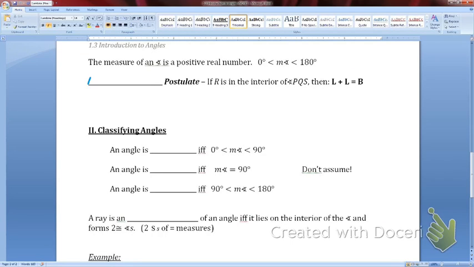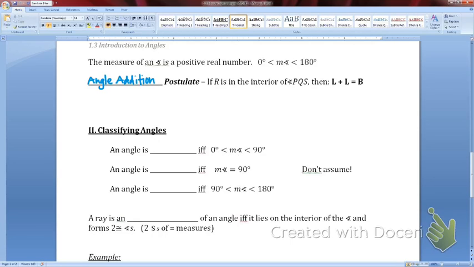So you have angle addition postulate. An angle addition postulate just means that you can add angles together, 2 angles together to make a bigger one, or 3 angles together to make a bigger one. All right. Also note right above that it says the measure of an angle is a positive real number between 0 and 180. So an angle is going to be between 0 and 180 degrees. We will rarely deal with an angle that is above 180 degrees.